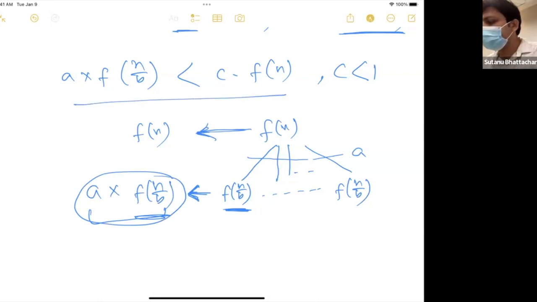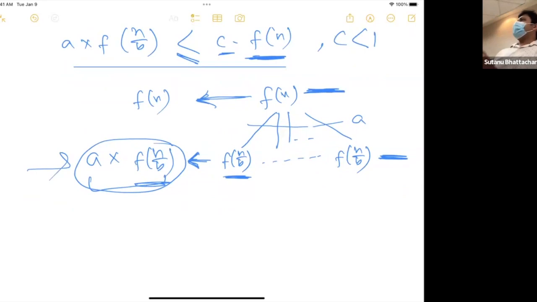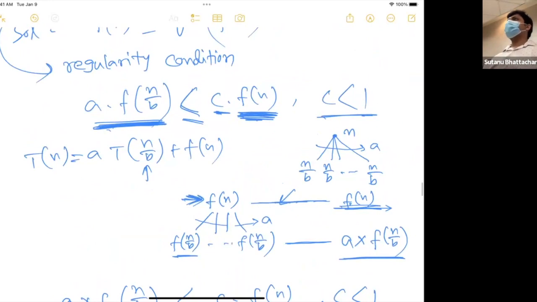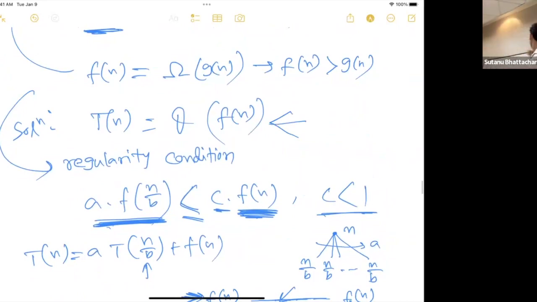So what is this equation saying? It is saying that the time at the upper level should be greater than or equal to the time you spend at the lower level. So at this level, you will spend more time compared to the lower level. Clear? Here c is a fraction, c less than 1. That means at the upper level, if we take a fraction of that time, it is still greater than or equal to the lower level time. So if the regularity condition holds, then you can apply case 3, and the solution would be the dominating part f of n. So T of n equals theta of f of n.